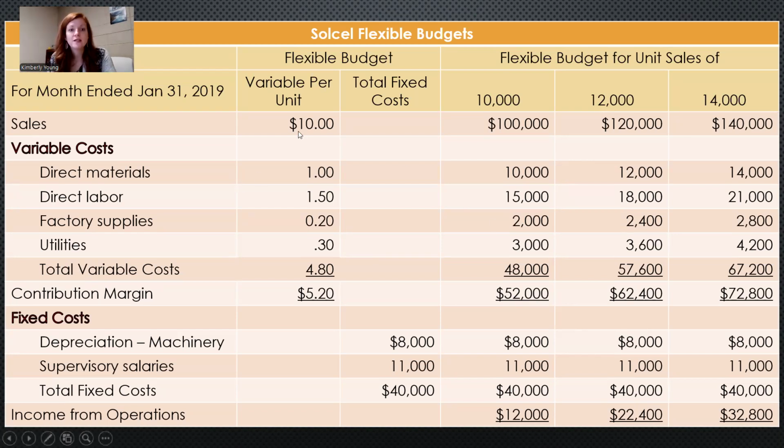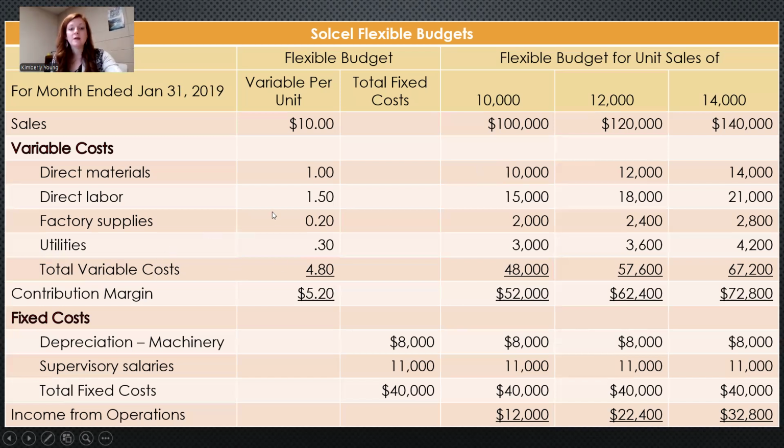So for sales, they said we want to sell them for $10 an item. So if it's $10 an item times 10,000 items, we'd make 100,000. If it's $10 an item times 12,000, we'd make 120,000, and so on. Direct materials, it should cost us $1 per item for direct materials. So $1 times 10,000 is 10,000. $1 times 12,000 is 12,000. And then again with 14,000.